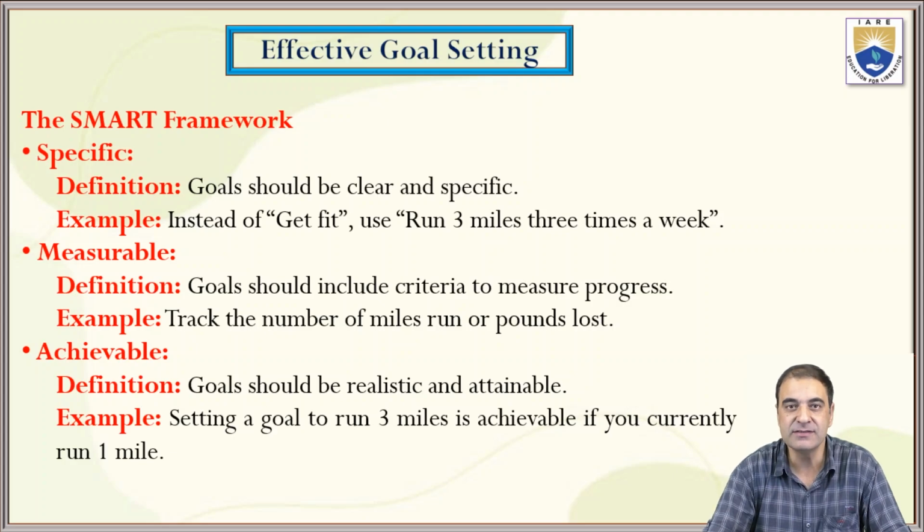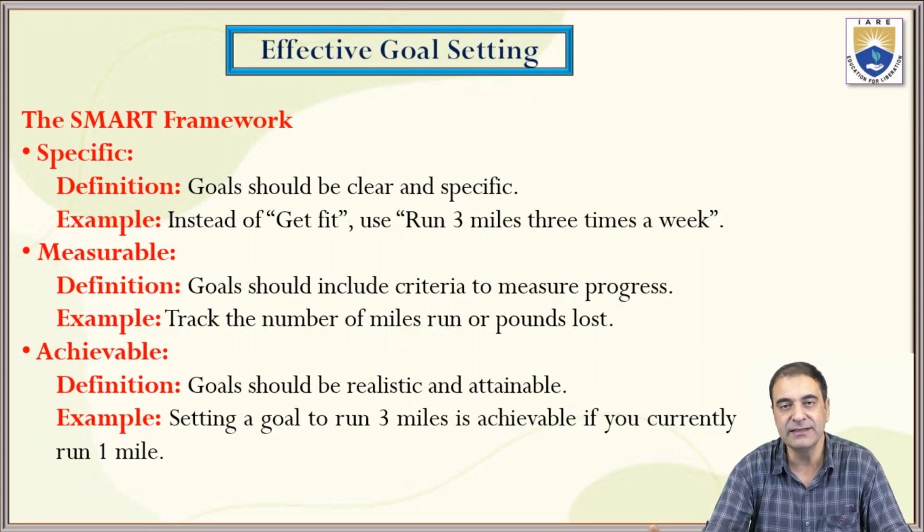And the next one is achievable. Achievable goals should be realistic and attainable. That means our goals must be realistic. It should not be something that's imaginary, or something which we could not achieve. It should be realistic. It should collide with the reality. It should not be far-fetched, or beyond this reality, or imaginary.